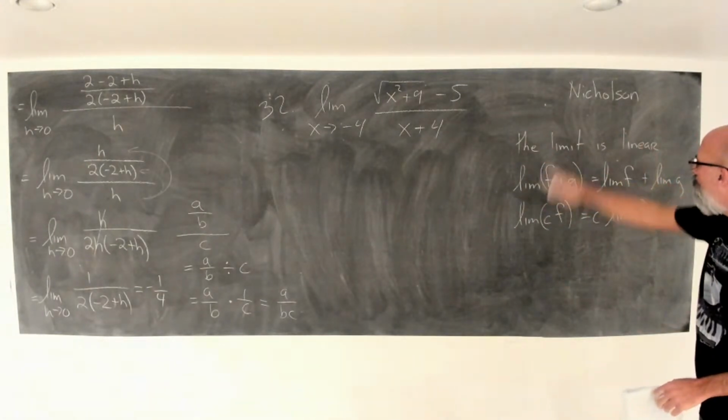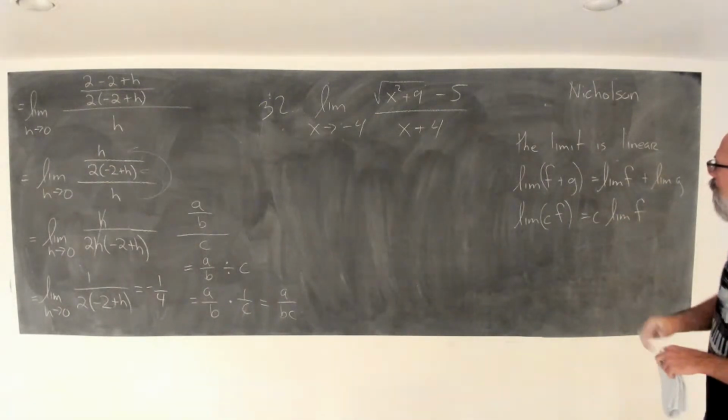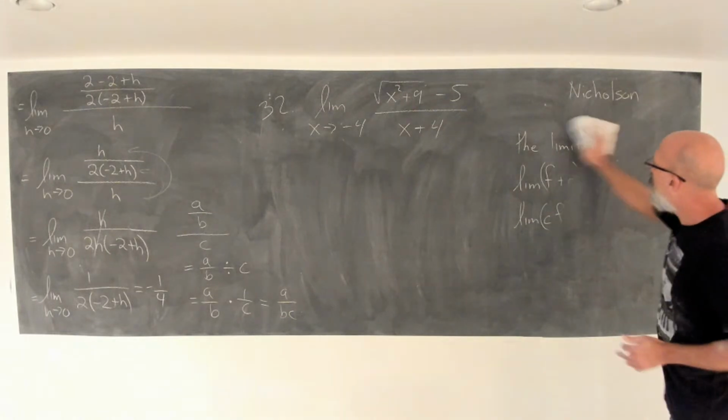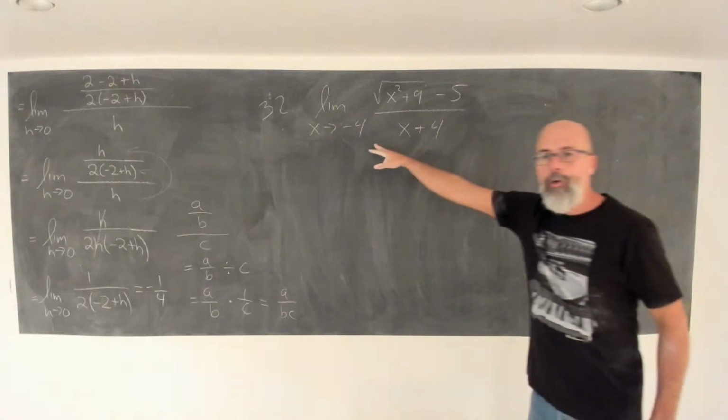So the linear refers to these two properties together. It's called the linearity, the linear property. All right. But you know what to do here.